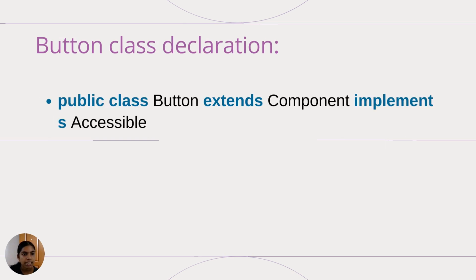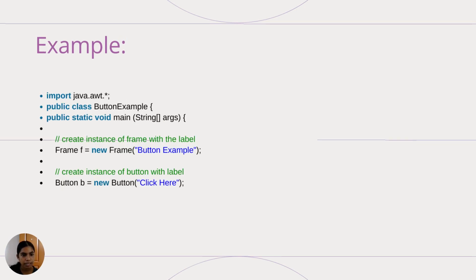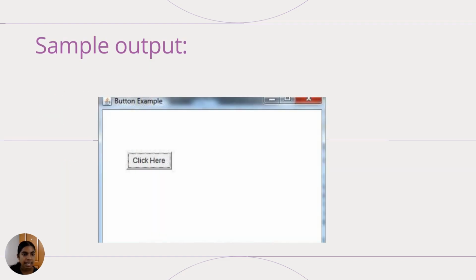The syntax of the Button class is: public class Button extends Component implements Accessible. There are two Button class constructors. The first one constructs a new button with an empty string, meaning it has no label. Button(String text) constructs a new button with the given string as its label. Here is an example of button event handling, and this is a sample output.